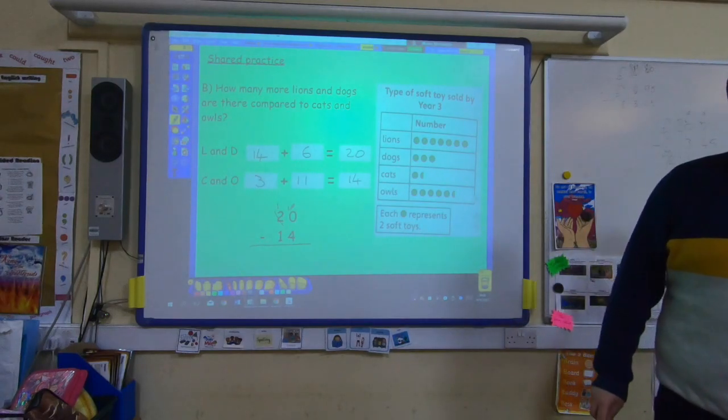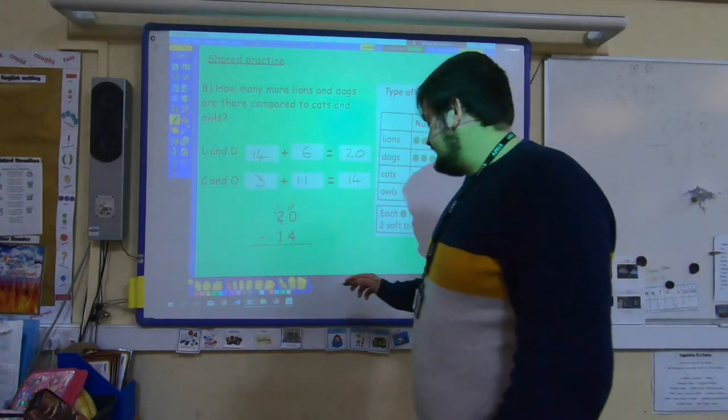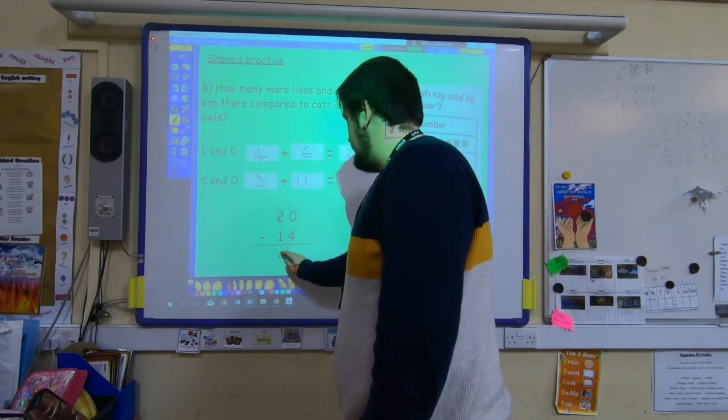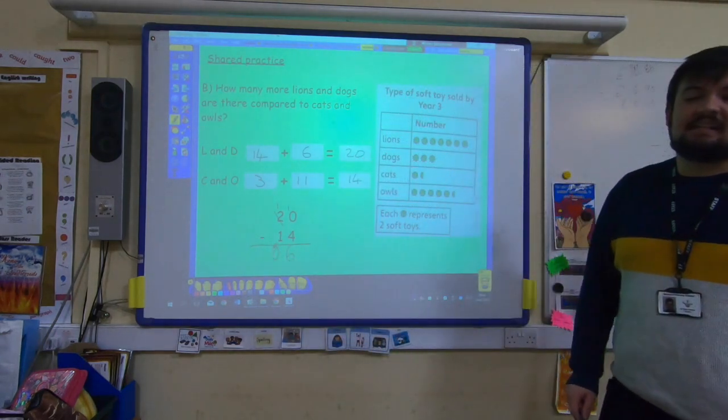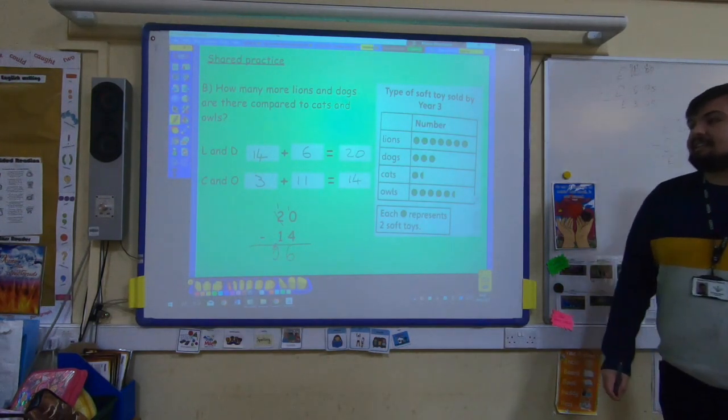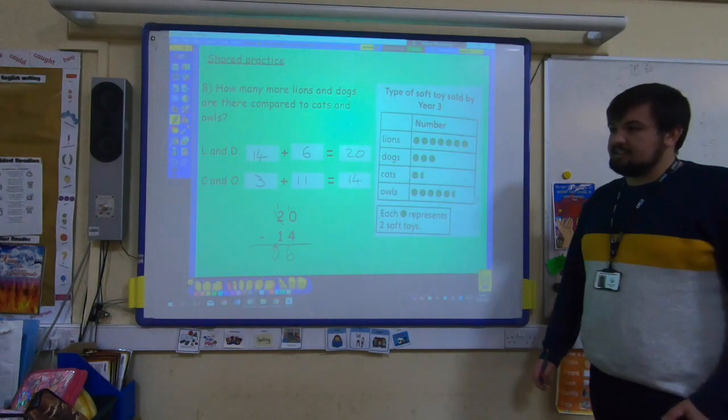10 take away 4 is 6. 1 take away 1 is 0. 1 take away 1 is 0. What's my answer? 6. How many more lion and dog toys have I got? 6. I've got 6 more lion and dog toys. Good.